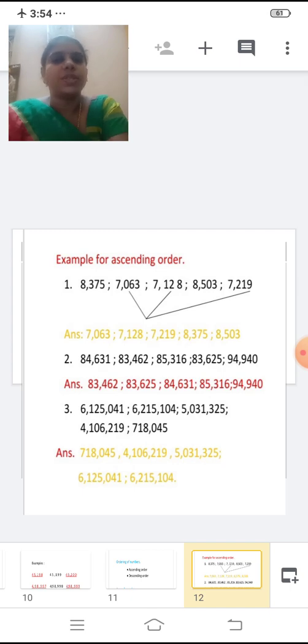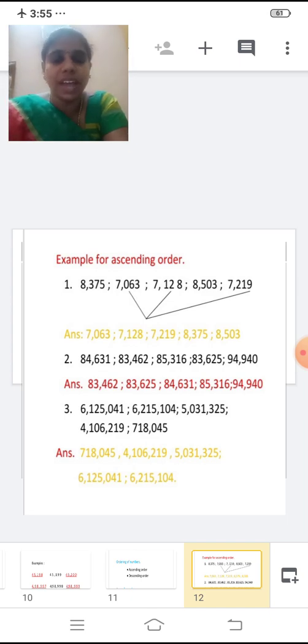94,940. So third example is 6,125,041, 6,215,104, 5,31,125, 4,106,219, 718,045. Now count the number of digits.